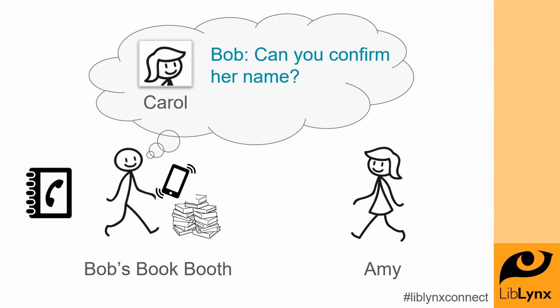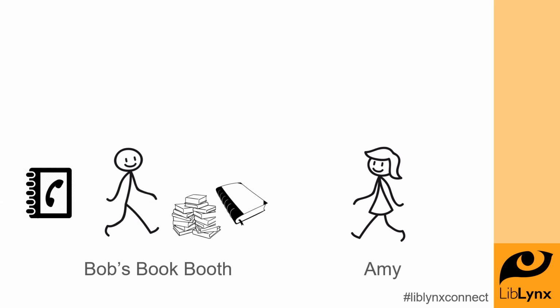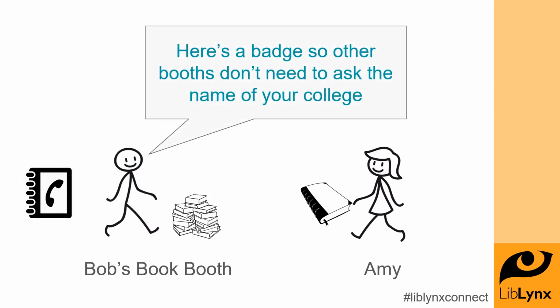Now, Bob would ideally like to know the student's name so that he can learn more about her interests and recommend other books to her in future. However, ABC College's policy is not to release student names, and so Carol can't provide Bob with any additional information on the student. Bob has now verified that the student in front of him is at ABC College. Bob gives Amy her book and also gives her a bright green badge to wear that says "I'm with ABC College." Bob tells her that if the other booths see that badge, it'll save some time, as she won't need to tell every booth which institution she studies at.